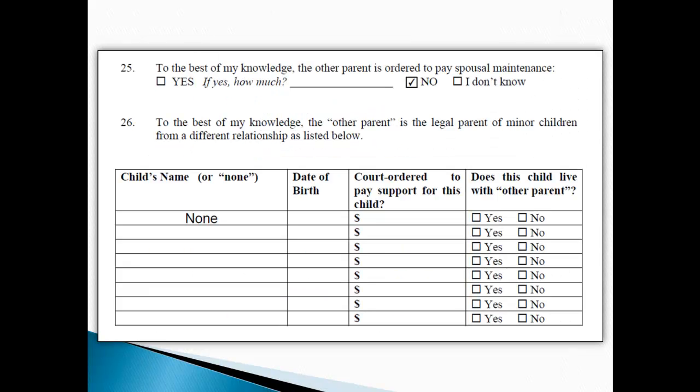Question 25 asks about the other party's obligation to pay spousal maintenance to you or any other person. If you do not know, then check I don't know. If you have any information about the other parent's children from another relationship, then you can answer question 26. If you believe they may have other children but are uncertain, then you can write in unknown.